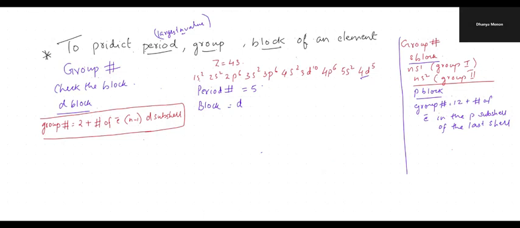Now, if it's a D block element, how do you find out the group number? We just have to use this formula: 2 plus the number of electrons in the D subshell. That's it. So here, how many electrons are there in the D subshell? 5. So 2 plus 5 is 7. What is the group number of this particular element? It is 7. So if it's a D block element, we use this formula: group number is equal to 2 plus the number of electrons in the (n minus 1) D subshell, or rather the D subshell.